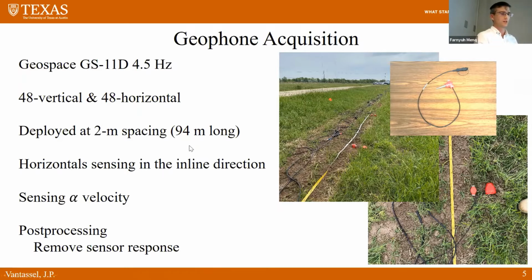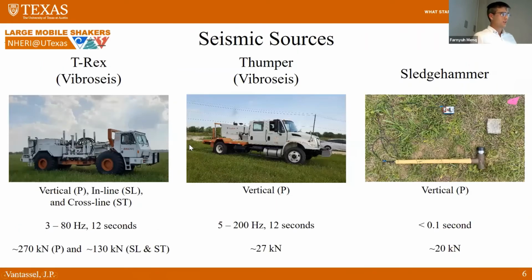And so we did that in this case. As I mentioned, we used a variety of different sources at Hornsby Bend. So we had T-Rex, and we were shaking using all 3 of its principal axes there. We'll only be talking about the vertical, the P mode, so to speak, and then the inline, the SL. We won't be talking about any of the cross-line shaking that we did. We were using 12-second chirps that go between 3 and 80 hertz. So we're getting a pretty broad band spectrum there.